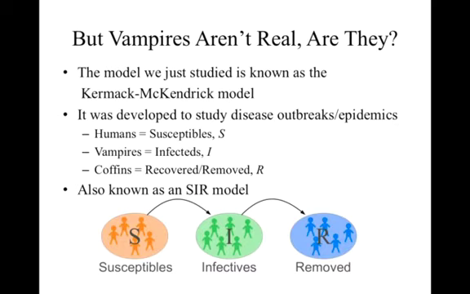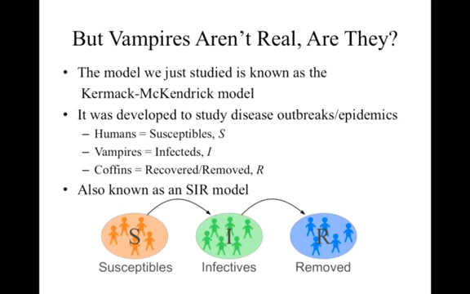All right, so I know it's Halloween, we talked about vampires. Vampires aren't real, so why do we talk about them? Well, the model we just studied is known as the Kermack-McKendrick model, and it was actually developed to study disease outbreaks and epidemics. So when we talked about humans today, those are actually susceptibles. Those are people who have never had a disease before. When we talk about vampires, those are actually infecteds, people who currently have a disease. Maybe it's tuberculosis, maybe it's HIV, they have a disease, and so they're called infecteds.